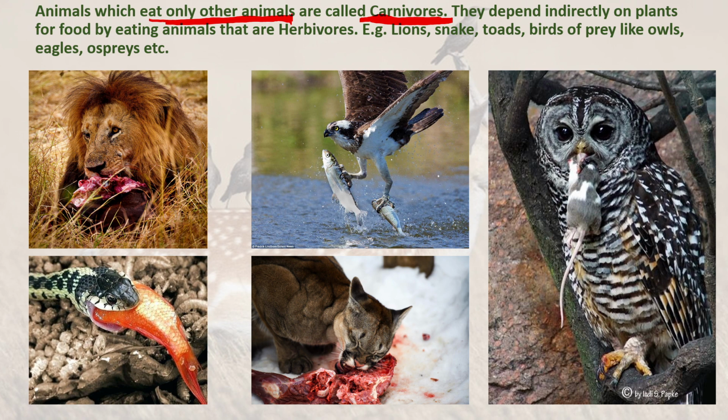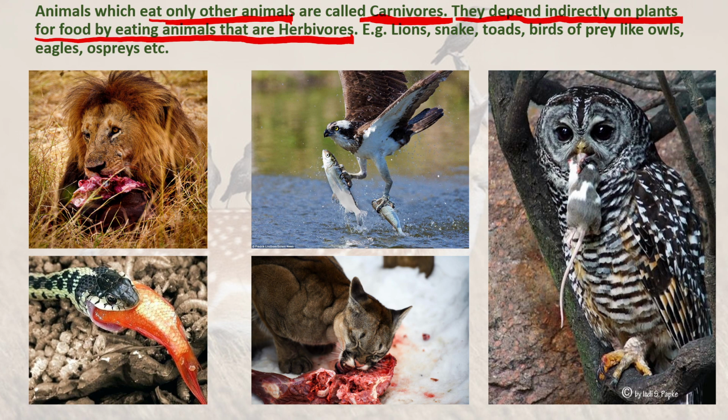But if you see, they are also indirectly dependent on plants. But how? For example, a lion is hunting a deer. For this deer, what is the food? The plant is the food, correct? Deer eats food from plants, let us say grass. So when deer eats grass, it finds energy and it lives, correct? And then this deer is hunted by the lion. So the lion is also indirectly dependent on the plant, correct? Because the lion depends on an animal which eats plants as its food. So that's why the carnivorous animals depend indirectly on plants for food by eating animals that are herbivores. Deer is a herbivore, right? So carnivores also indirectly depend on plants.